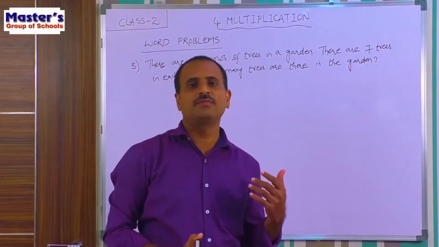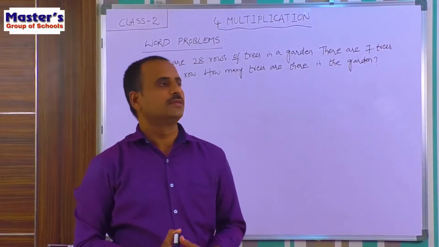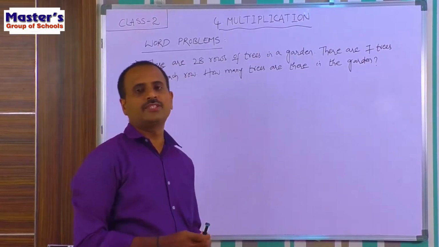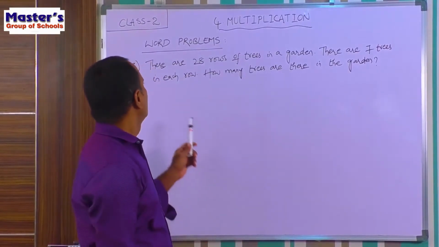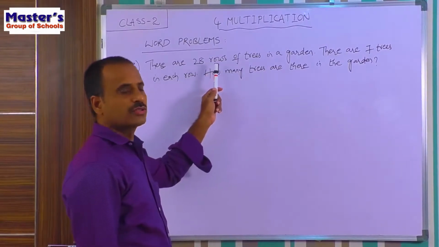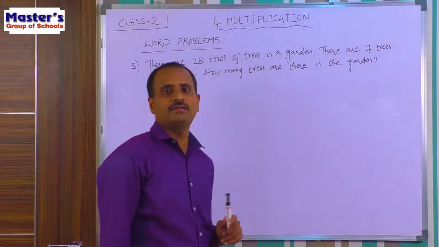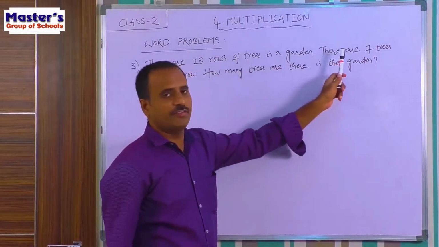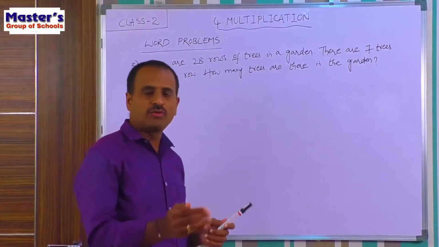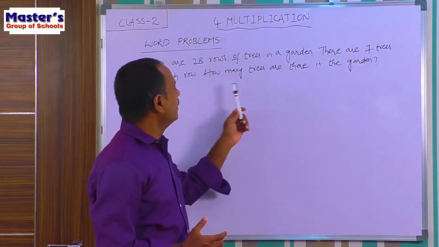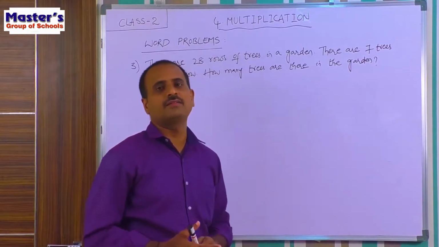See the next problem, that is the third problem. So, third word problem on multiplication. Read the problem. There are 28 rows of trees in a garden. There are 7 trees in each row. How many trees are there in the garden?